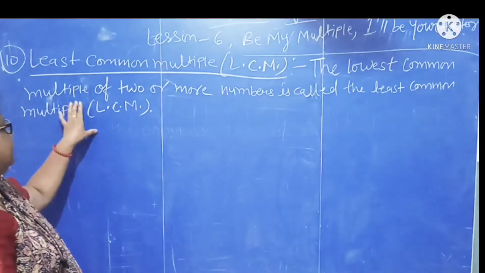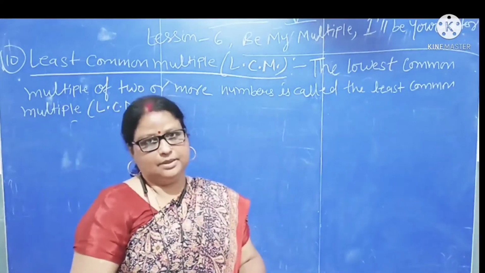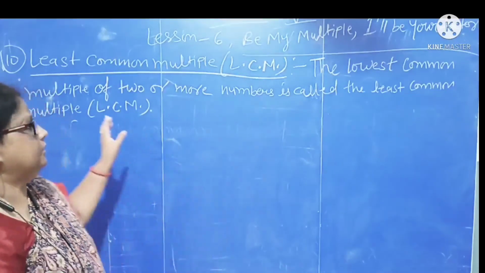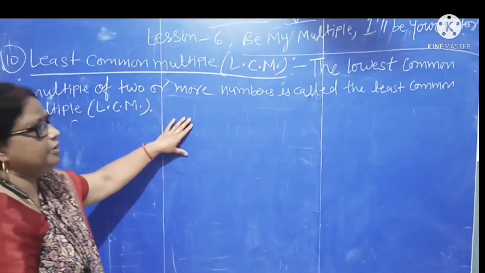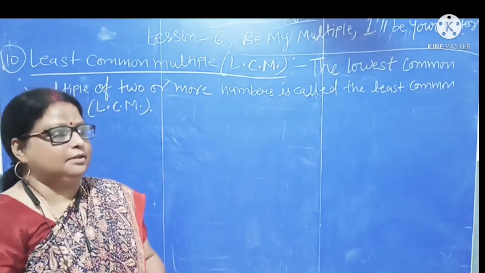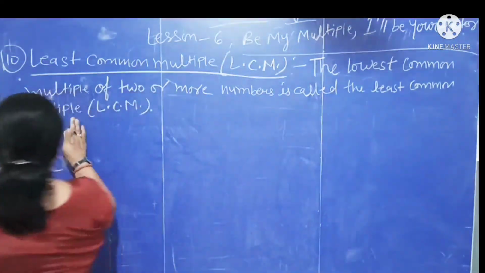The lowest common multiple of two or more numbers is called the least common multiple. It means the smallest common multiple of two or more numbers is called the least common multiple. Let's learn with an example. So here is an example.